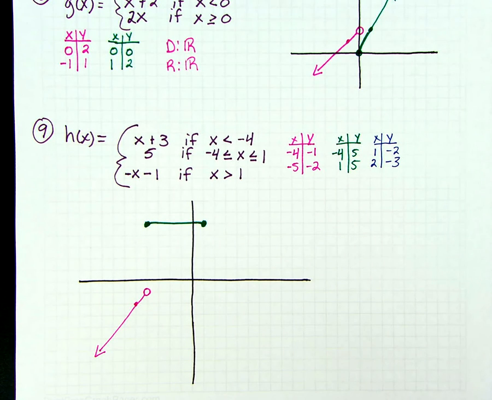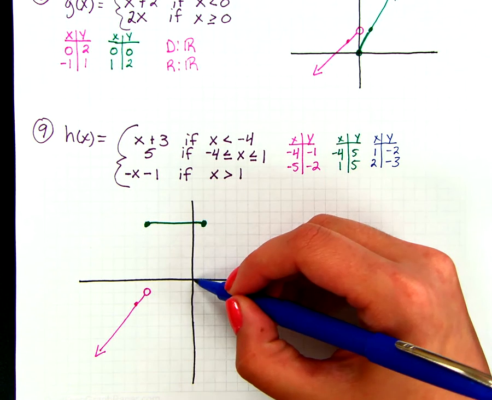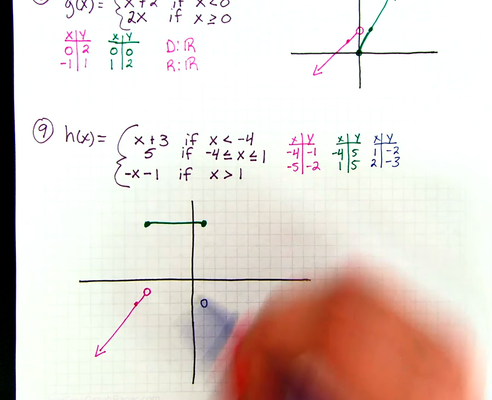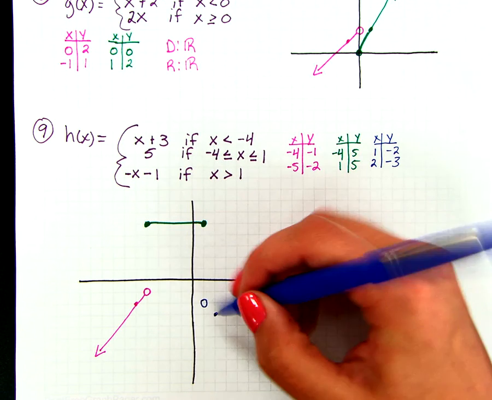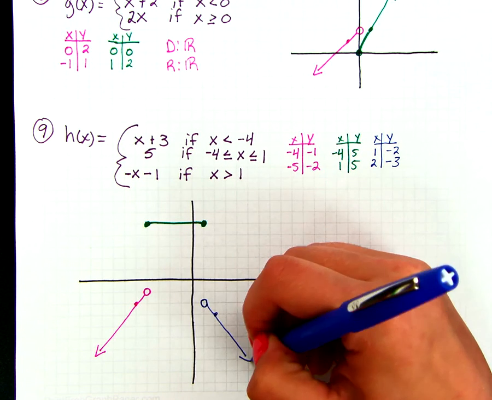And then we're going to draw our graph. So we need an open circle for that endpoint. So we're going right 1, down 2, open circle. Right 2, down 3, closed circle. And then connecting them together.